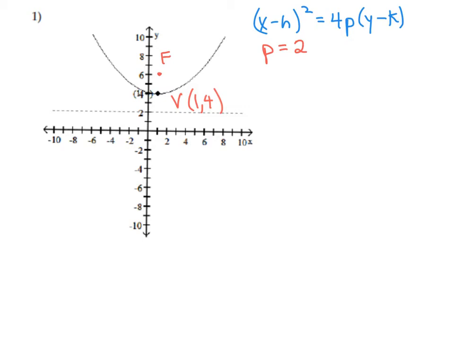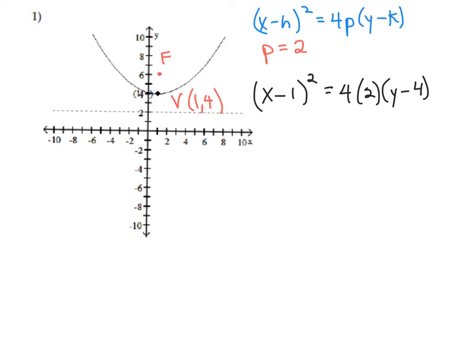So I will have (x minus the x coordinate of the vertex) squared equals 4 times the p-value, 2 in this case, multiplied by (y minus the y coordinate of the vertex). So again, we're looking at the vertex coordinates right here and right here.